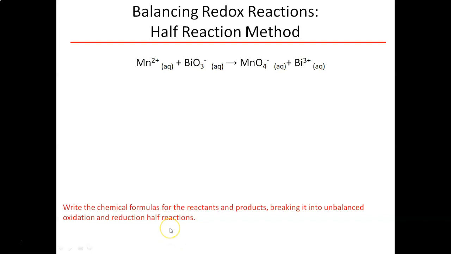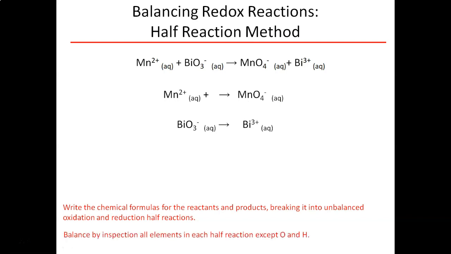The first thing I'm going to do is break this up into two half reactions. I'm going to take my manganese and any product with manganese and put it in one equation, and my bismuth and any product with bismuth in the other equation. Now, I don't know which reaction is going to undergo oxidation or reduction, but I do know that any manganese has to be over there, and any bismuth has to go over there. This reaction now has all of the entities required to balance it except for oxygen and protons.